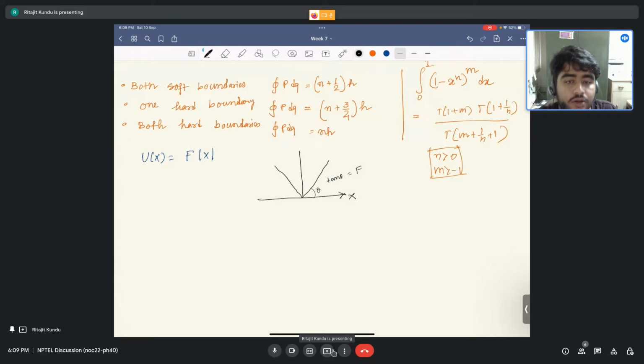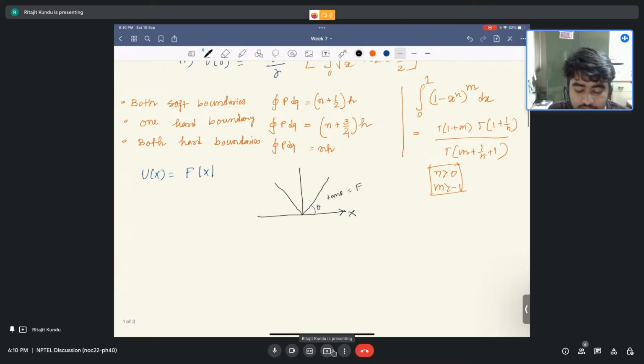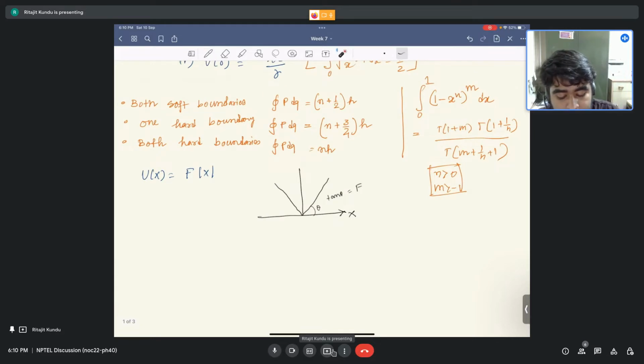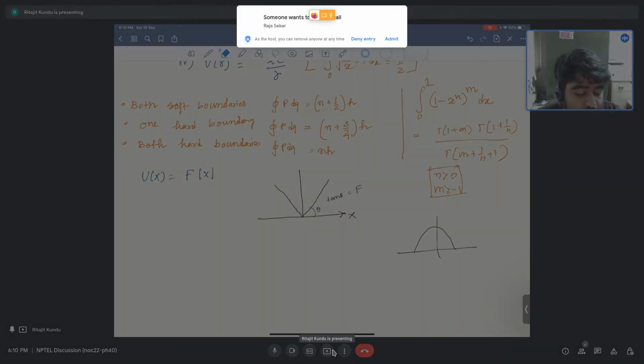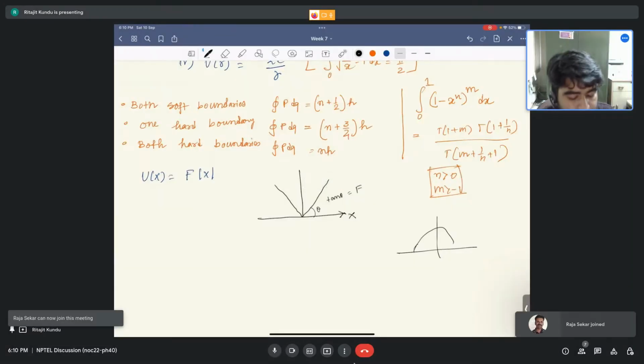So first of all, if I want to calculate some quantity using these formulas, I have to make sure that that kind of potential actually supports a bound state. So what do I mean by that? Let me give you another potential, something like this. Let's say this is a potential which is minus x square. So this is something like minus x square.